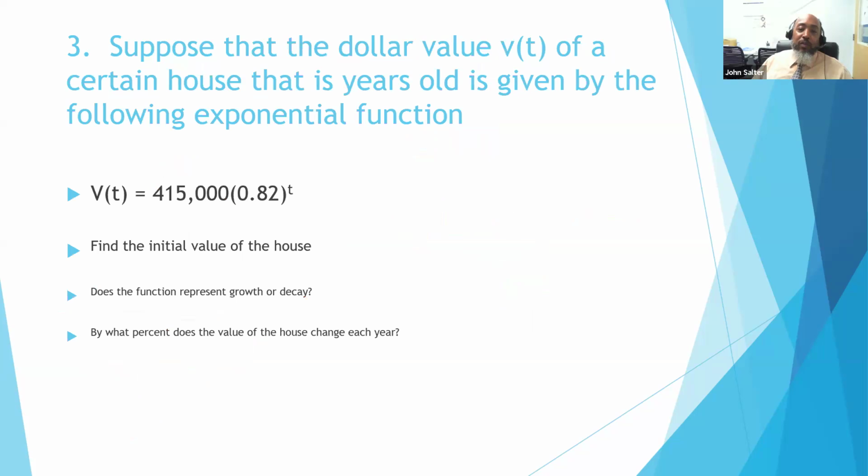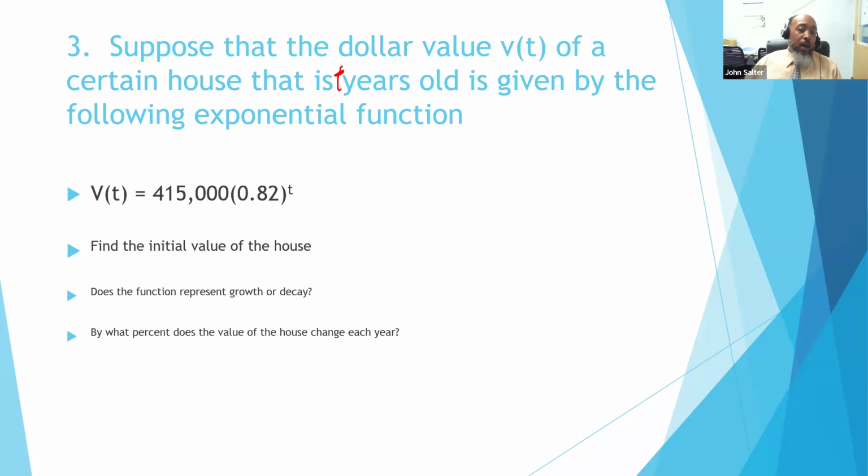Suppose that the dollar value, V of t, of a certain house that is t years old. Usually t tells me time. It's a bit of an oversight. So t years old is given by the following exponential function: V of t equals 415,000 times 0.82 raised to the t. I want to find the initial value of the house.